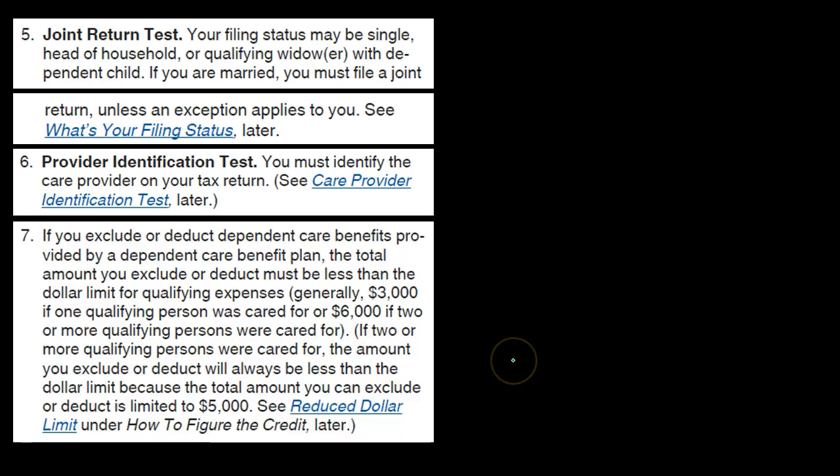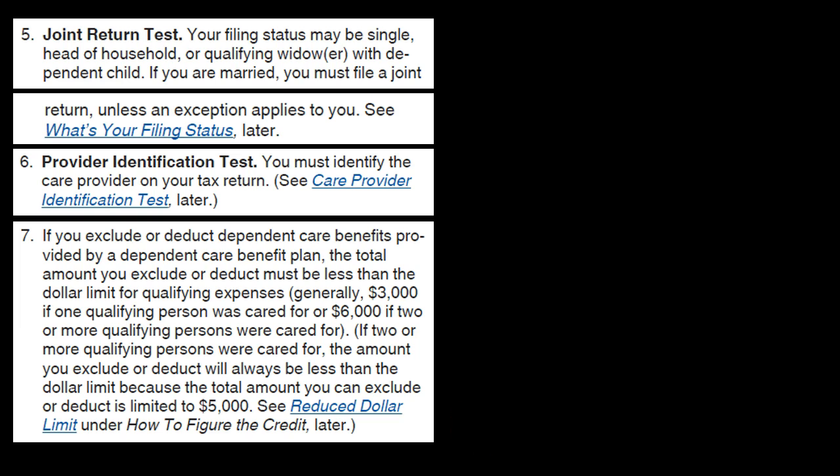So that next item, if you exclude or deduct dependent care benefits provided by a dependent care benefit plan, the total amount you exclude or deduct must be less than the dollar limit for qualifying expenses, generally $3,000 if one qualifying person was cared for, or $6,000 if two or more persons were cared for. If two or more qualifying persons were cared for, the amount you exclude or deduct will always be less than the dollar amount, because the total amount you can exclude or deduct is limited to $5,000. See reduced dollar amount limit under how to figure the credit later.